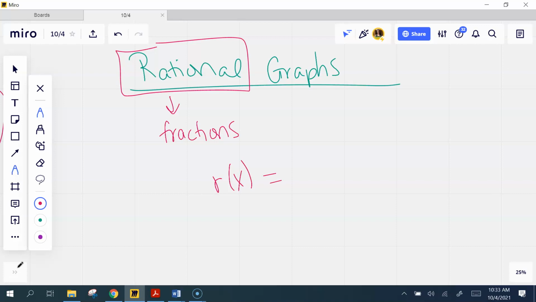A rational function can be expressed as one function divided by another function.